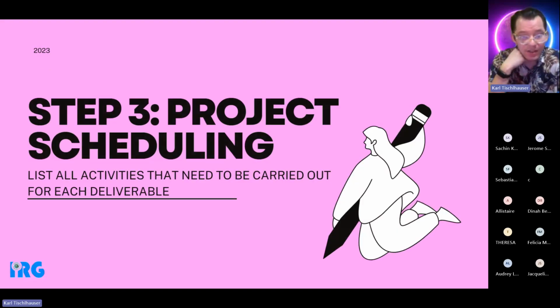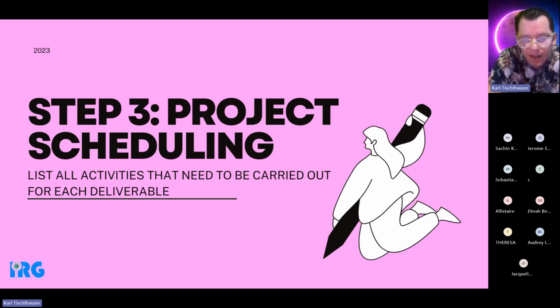Step 3 is about project scheduling. So, listing all the activities that need to be carried out for each of the deliverables. I thought there was a spelling mistake, but yeah, so again, we're building off of the deliverables we have, and we are starting to think about timelines. So how long will it take me to do this? How long will it take me to do that?